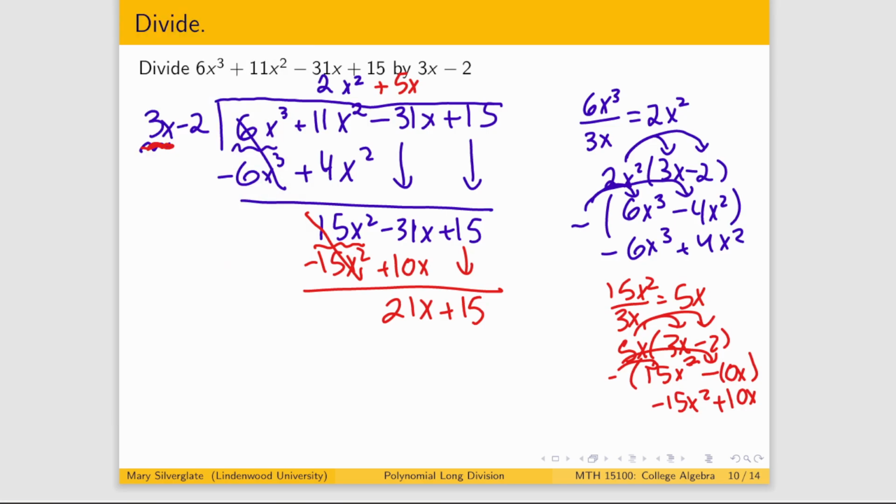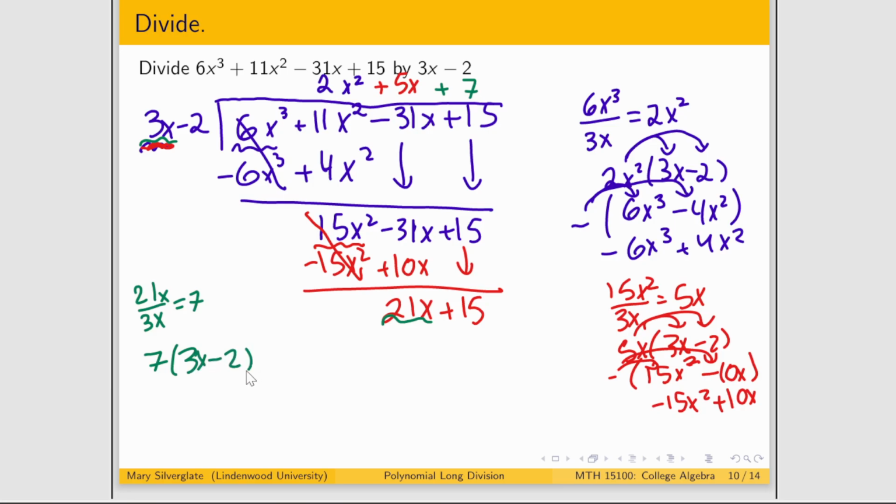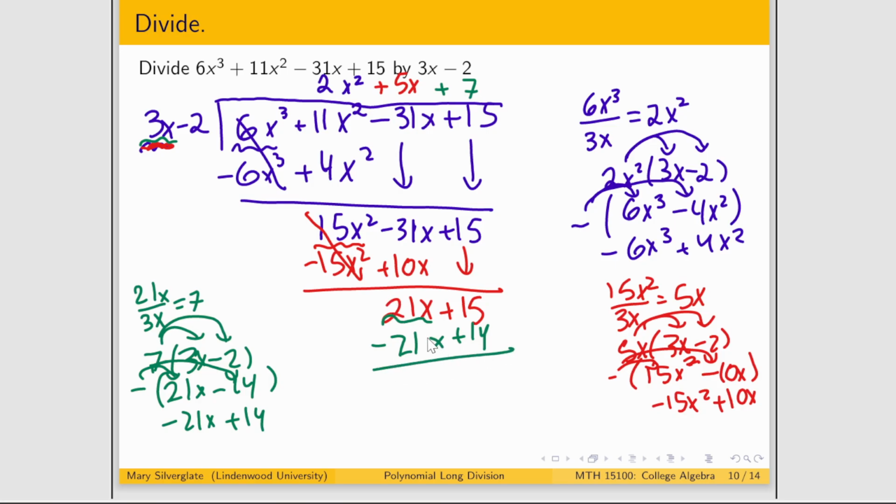As a final step, we want to ask ourselves, 3x times what gives me 21x? I can even explicitly do 21x divided by 3x to the side. That would just be 7. And then I want to multiply out 7 times 3x minus 2. 7 times 3x gets us 21x. 7 times negative 2 gets us minus 14. And then I want to distribute my subtraction, so that's minus 21x plus 14. 21x minus 21x makes 0, and I have a remainder of 29 this time.